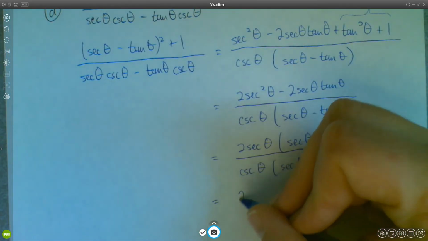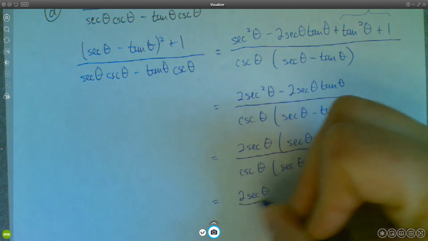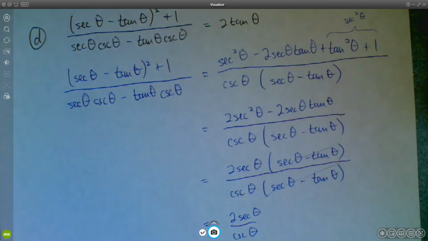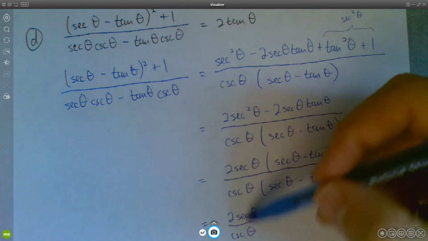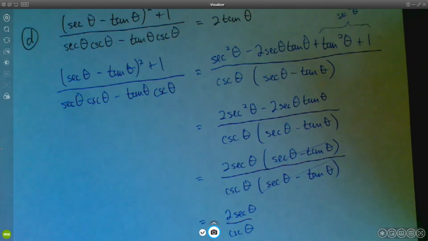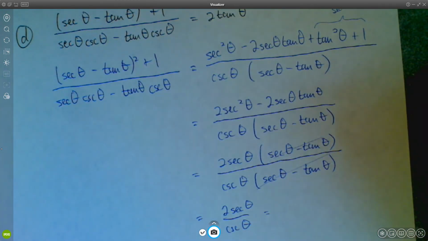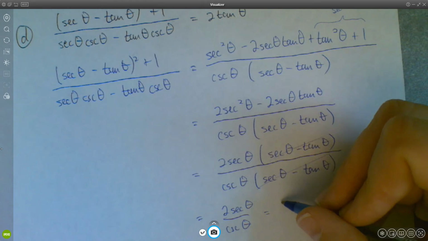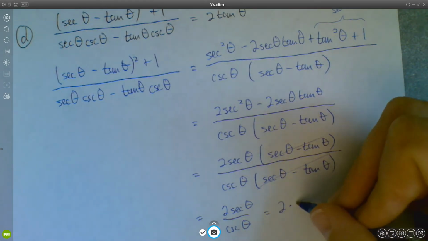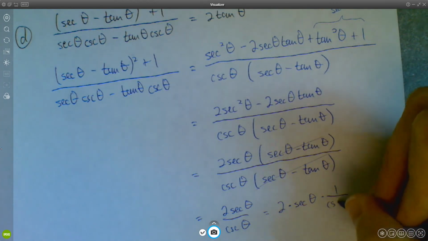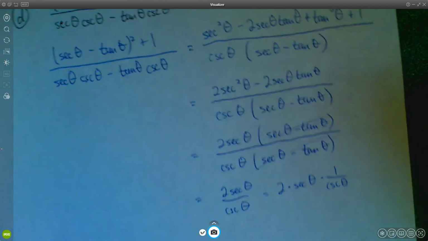So we've got 2 secant theta over cosecant theta. Now where am I trying to land? I'm trying to land at 2 tangent theta. So I think if I change these probably to sines and cosines, I'll probably get there. So this is going to be 2 times secant theta times 1 over cosecant theta. And let's change all these to sines and cosines.